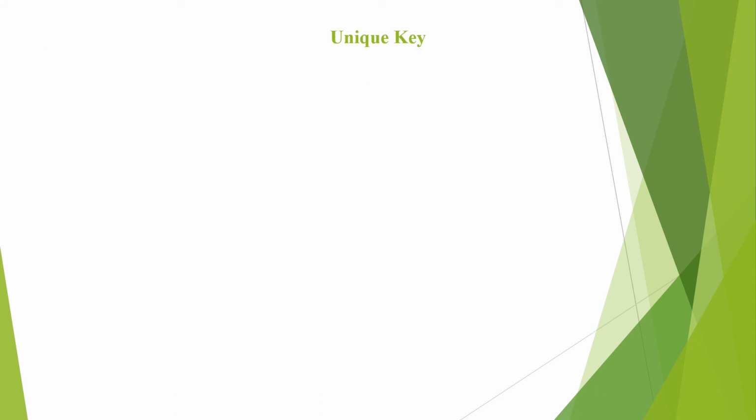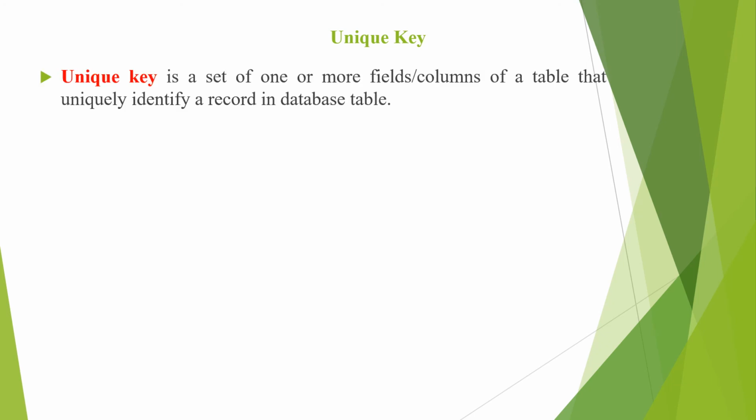The next key type is the unique key constraint. The basic definition of the unique key constraint is: a unique key is a set of one or more fields or columns of a table that uniquely identify a record in a table. Means each and every record will be uniquely identified by these fields or columns. That is what we call unique keys.